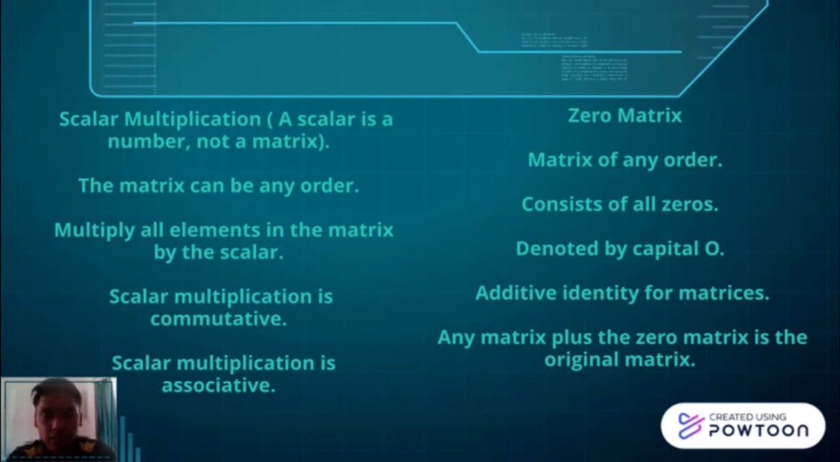Additive identity for matrices. Additive identity means if we add a zero matrix, we will get the value itself. For example, a simple example: 1 plus 0, we will get 1. So we will get the number itself. Any matrix plus the zero matrix is the original matrix. Any matrix that we add with the zero matrix will give the same answer, the matrix itself.